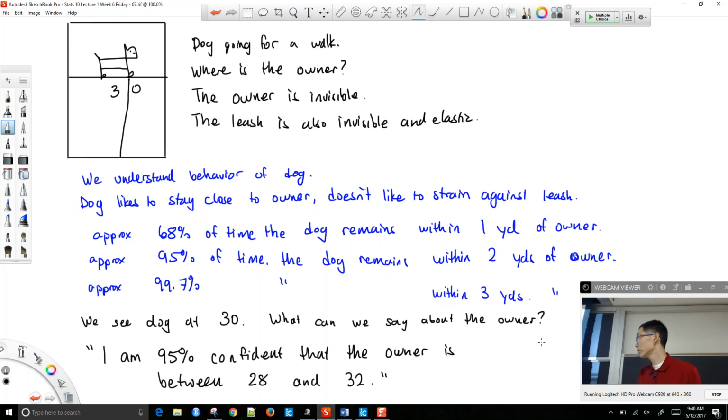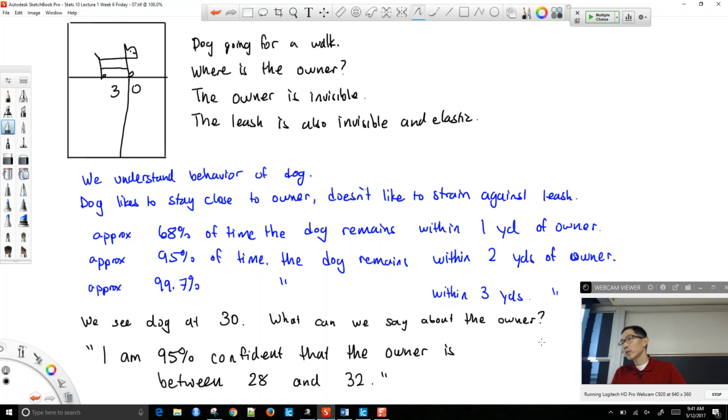But if the owner's at 33, then that means this picture was taken at one of those rare times where the dog was kind of straining against the leash, right? Could the owner technically also be at 34? Yeah, the owner could be at 34, and this is one of those very rare times where the dog is straining really hard against the leash, okay? But, you know, based on what we know about the behavior of the dog, we can say something like, I'm 95% confident that the owner is between 28 and 32, okay?